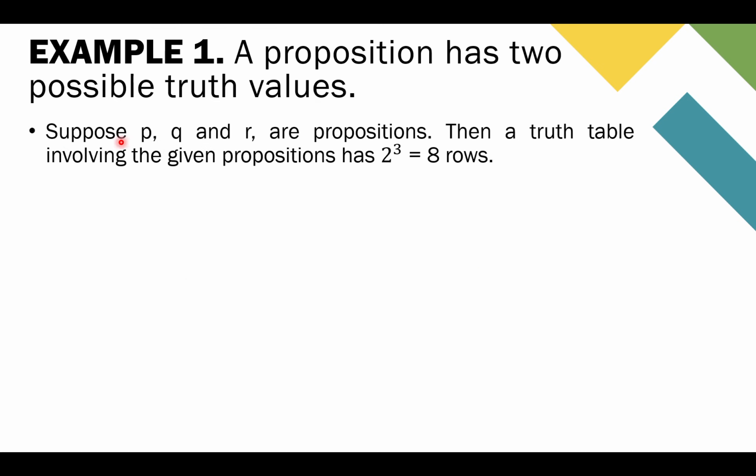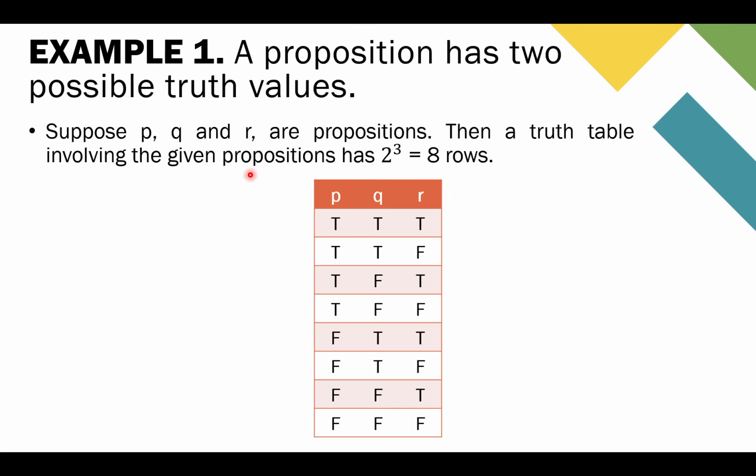Okay, suppose P, Q, and R are propositions. So, meron kang tatlong propositions. Then, a truth table involving the given propositions has 2 raised to 3. Okay? 2 raised to 3, plug in nyo sa calculator, we need to construct 8 rows since we have tatlong propositions. Let's see dito sa ating truth table. Ayan. So, bilangin natin. Okay, 1, 2, 3, 4, 5, 6, 7, 8. So, we have 8 rows.